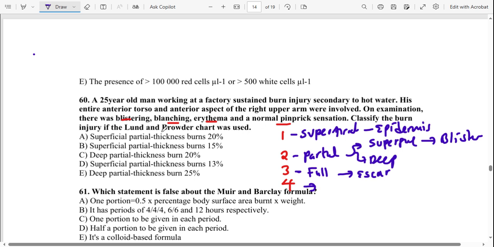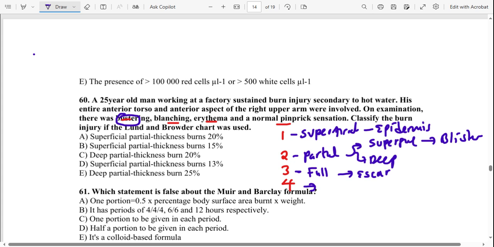Now, for this question, since there is blistering, blanching, and erythema, that is a reddish appearance, and then there is pain, it is going to be a superficial partial burn because of the blistering. Okay, so that is what happens. And then how do you calculate the percentage? We have been told to use the Lund and Browder. When you are using the Lund and Browder, you use it according to the age of the patient. It is going to be age specific. That is important to know when you are calculating these burns.